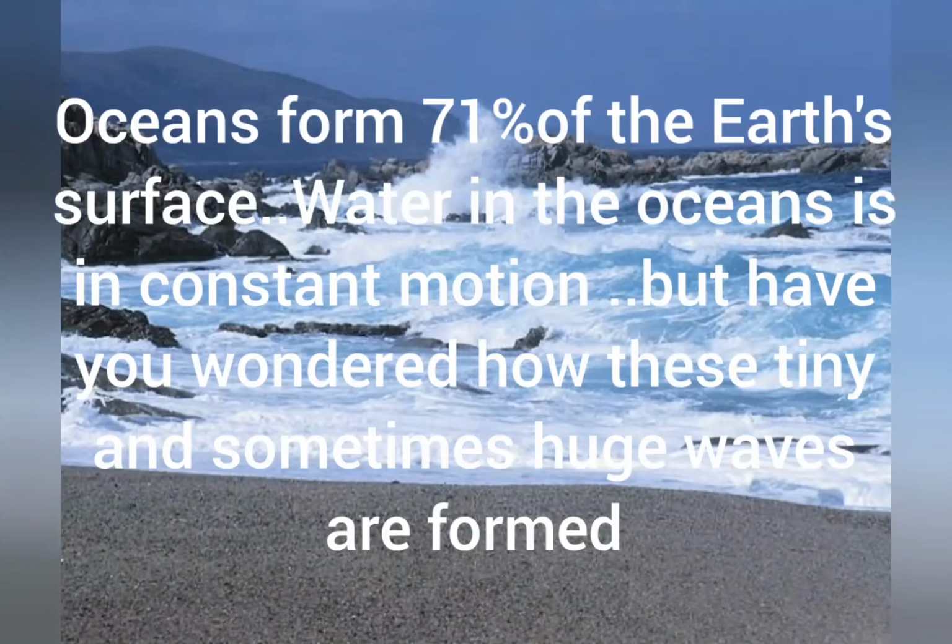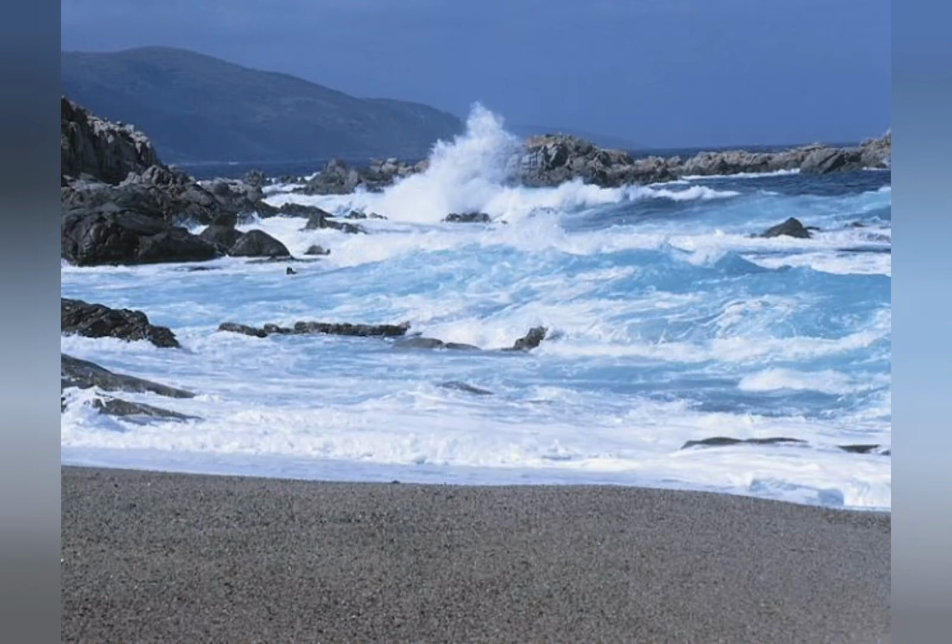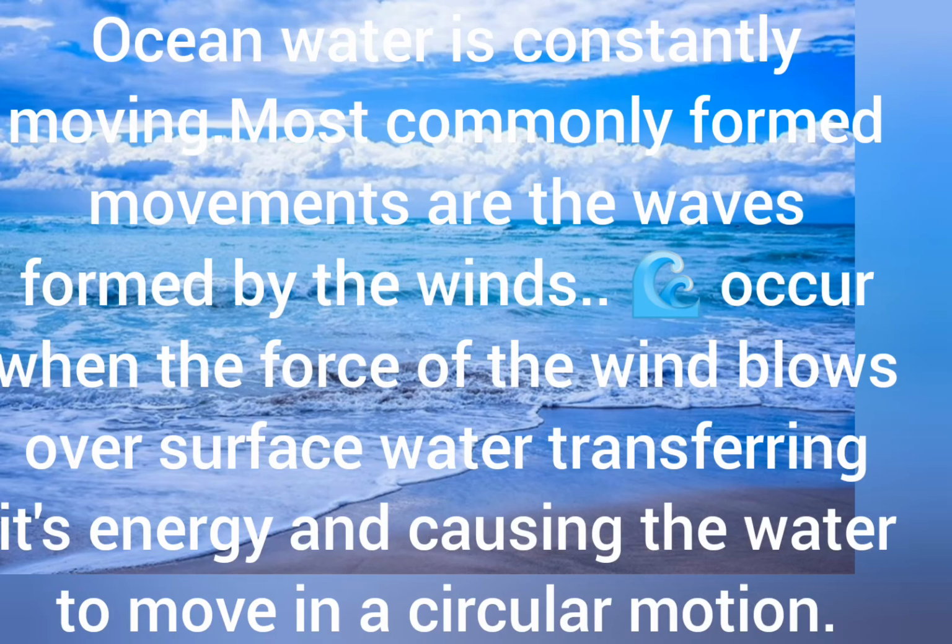Oceans form 71% of the Earth's surface, and the water is in constant motion. So, have you ever wondered how these tiny as well as large waves are caused in the ocean? The force or the energy is transferred to the surface water, due to which the ocean water also moves in a circular motion as the molecules of the water get activated.